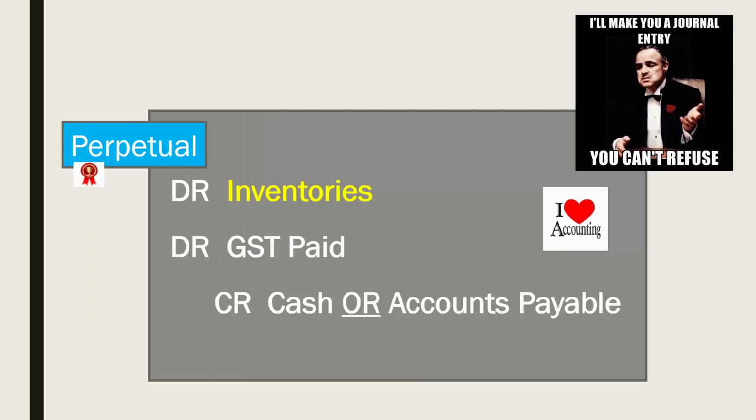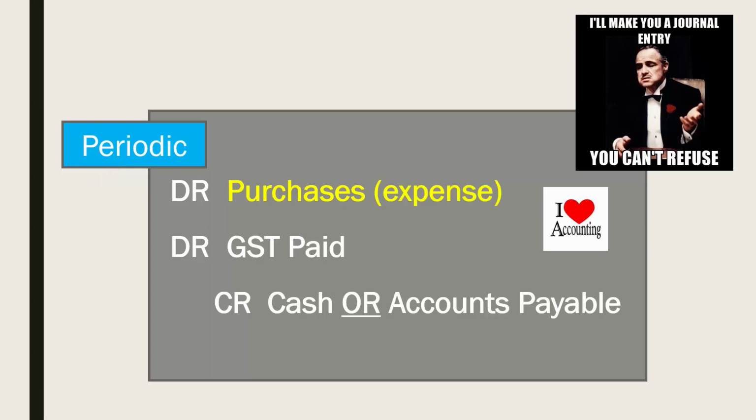When we purchase inventories for cash or on credit, under the perpetual method, we debit inventories, an asset, and debit GST paid, and credit cash or accounts payable. Under the periodic method, we debit purchases, an expense, and debit GST paid, and credit cash or accounts payable.